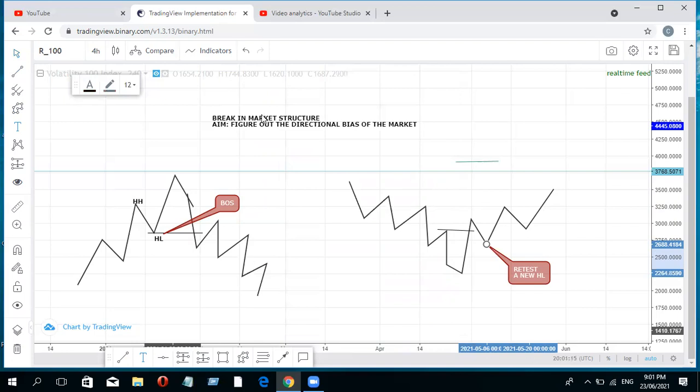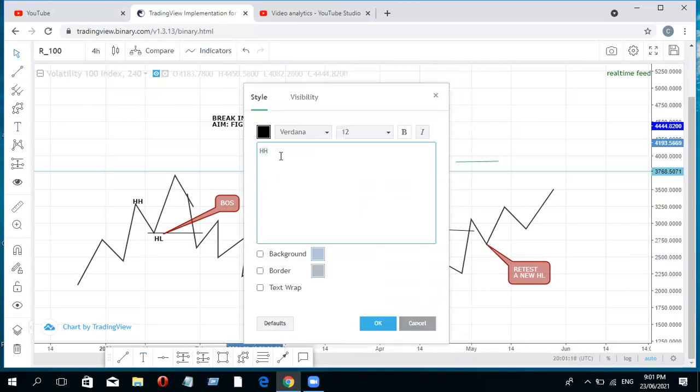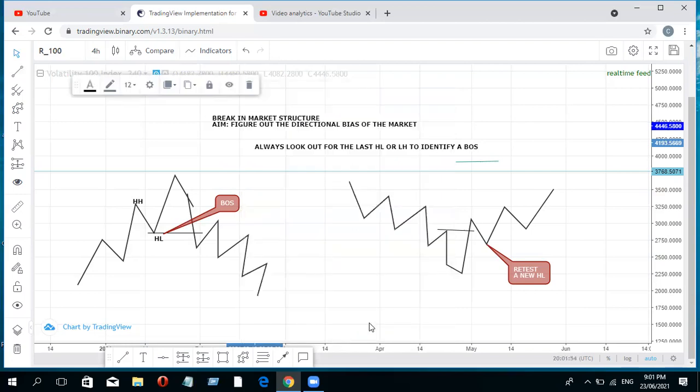So let's make a text here. Always look out for the last higher low or lower high to identify a break of structure. Always look at the last higher low or the last lower high to identify a break of structure. So this is it.